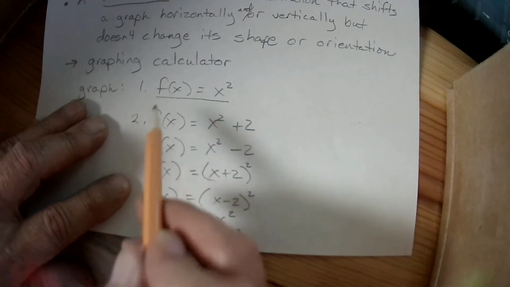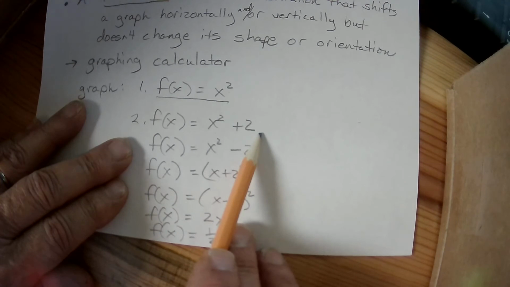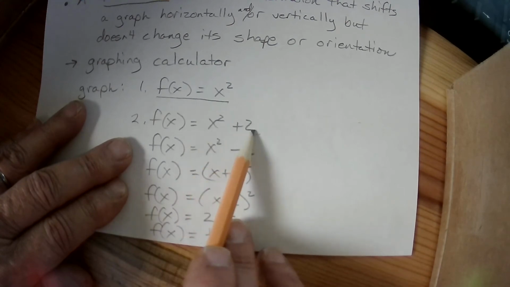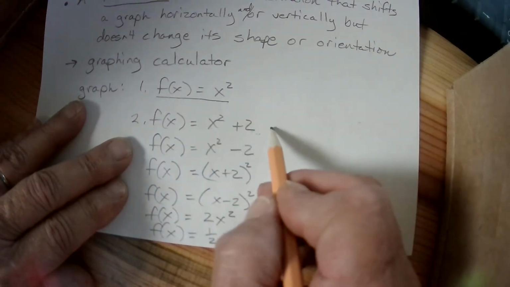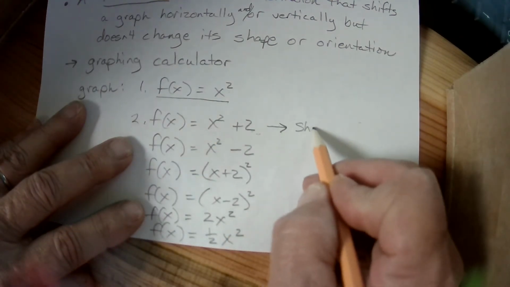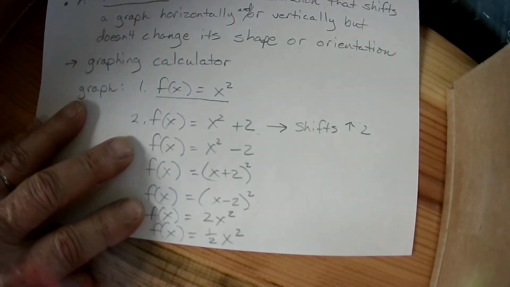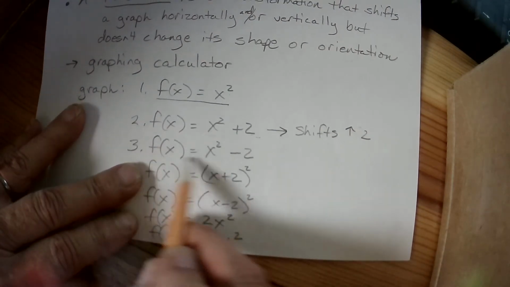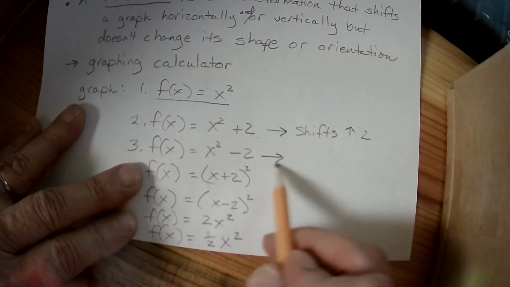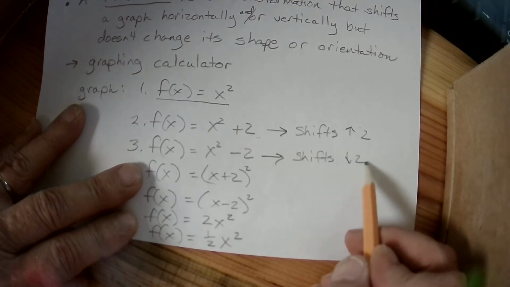On your second graph, I want you to do f of x equals x squared plus 2. And let's talk about what happens after you do x squared plus 2. You'll notice that when we make this change to our parent function, this shifts the graph up 2 units. Then when you graph this one, you'll see that this shifts the graph down 2 units.